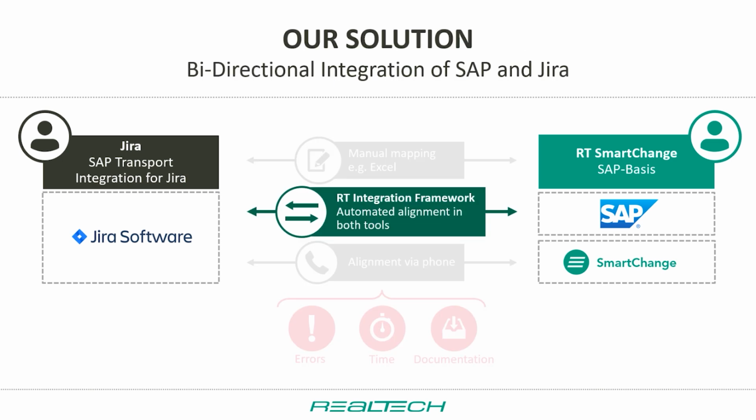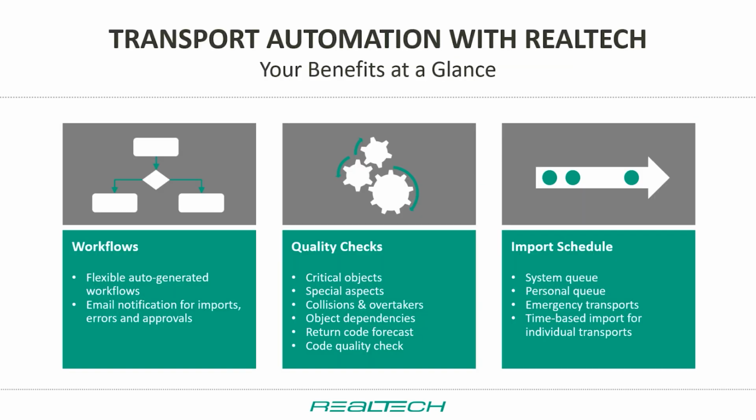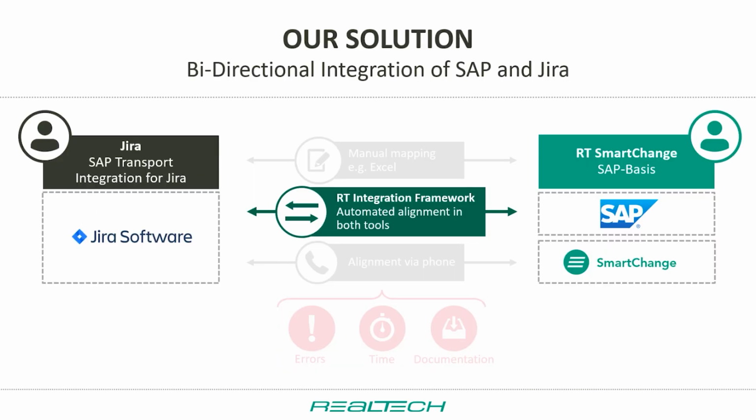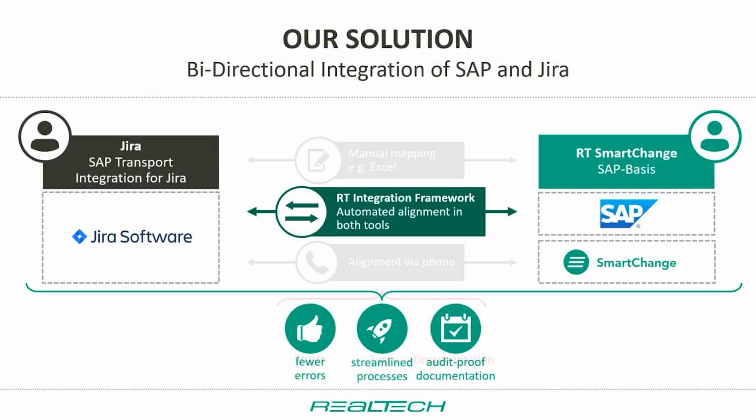With REALTECH's integration, all types of Jira issues can connect with SAP transports, utilizing the REALTECH Transport Management add-on. This integration automates SAP deployments, including sophisticated quality checks and workflows. As SAP transports are deployed according to predefined processes, their status synchronizes in real time between Jira and SAP, allowing you to manage transports from either platform.